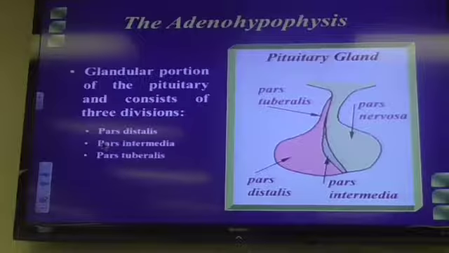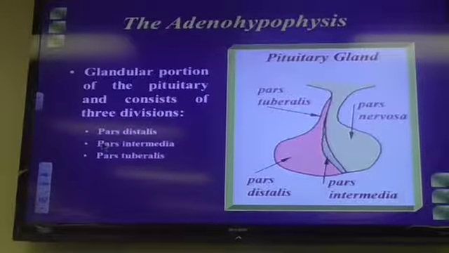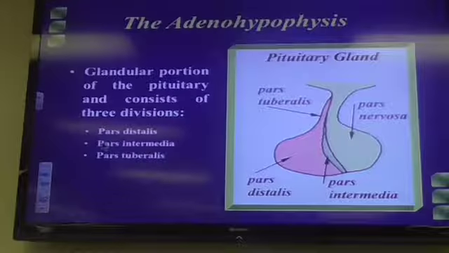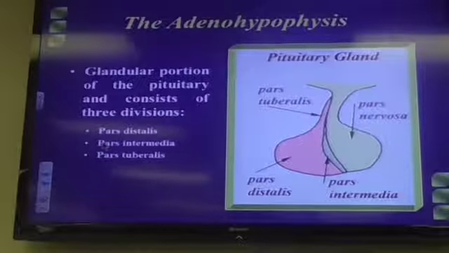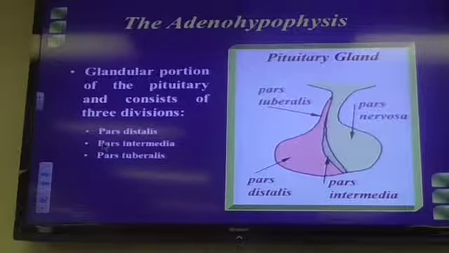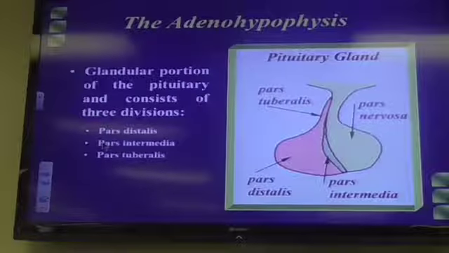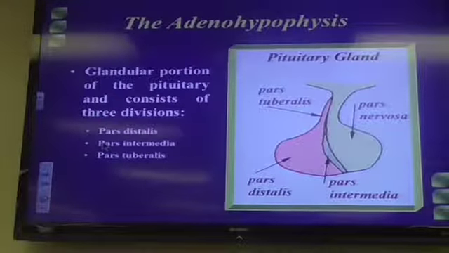And then we have the pars tuberalis, which is the part of the adenohypophysis where it begins about midway down through the infundibular stalk. You'll start to see it in there. And the pars tuberalis, again, it's got glandular tissue in it, but the most dense part, of course, is the distalis.